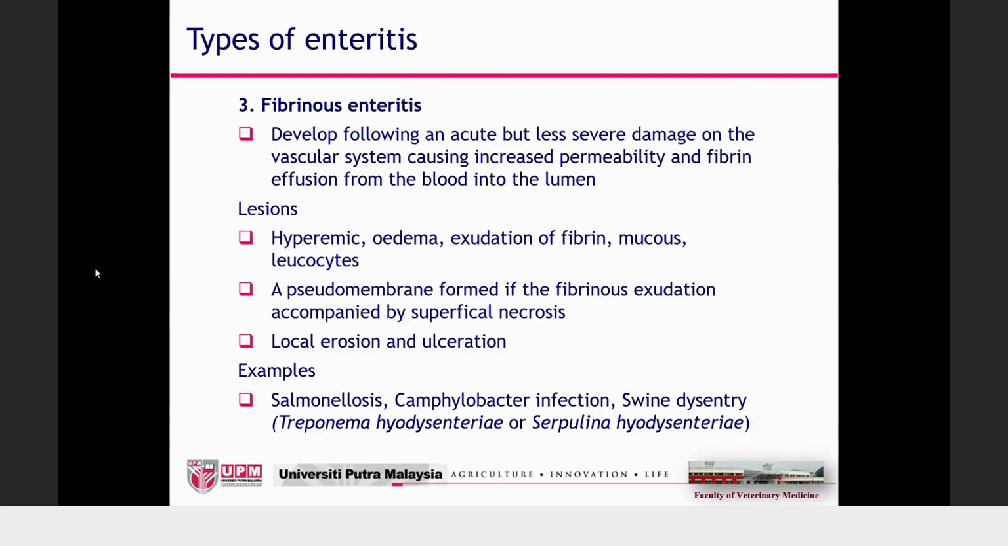The lesion normally hyperemic, edema, and for sure, there will be exudation of fibrin, mucus, and leukocyte. I think the fibrin is so important, where this fibrin will produce pseudomembrane form if the fibrinous exudation accompanied by superficial necrosis. And they might have also local erosion and ulceration. Okay, but yet we call it as a fibrinous enteritis. Example there, we got Salmonella again, Campylobacter, and swine dysentery.